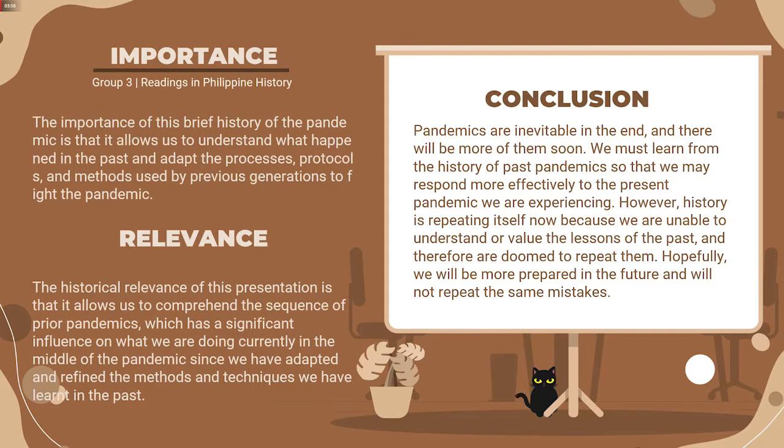Lastly, in conclusion, pandemics are inevitable in the end, and there will be more of them soon. We must learn from the history of past pandemics so that we may respond more effectively to the present pandemic we are experiencing. However, we can see today that history is repeating itself because we're unable to understand or value the lessons of the past, and therefore we are doomed to repeat them. But hopefully, we will be more prepared in the future and will not repeat the same mistakes that we did today.